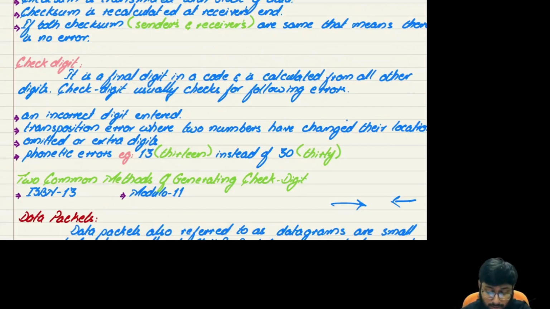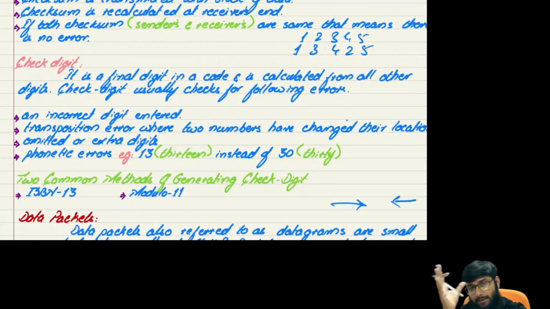transposition error. Now what is the transposition error? Transposition error means 1 2 3 4 5, this data should be transmitted, and now it is 1 3 4 2 5. This is known as the transposition error because the values have changed their locations. Omitted or extra digit, that means 13 digits need to be transmitted, but 12 have been transmitted, or you may say 14 have been transmitted. Similarly, phonetic errors: 13 or 30 may sound perfectly the same. So this is a phonetic error.